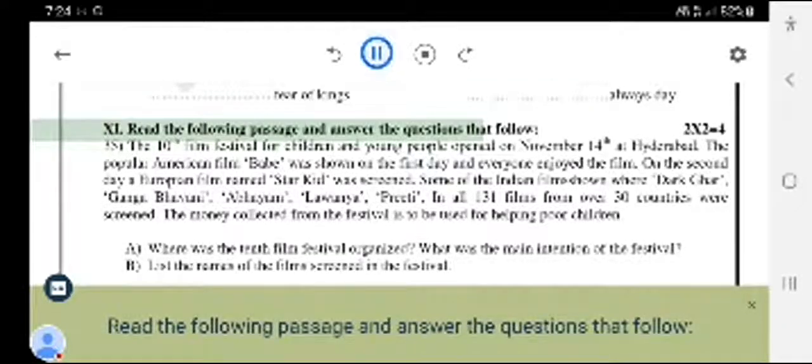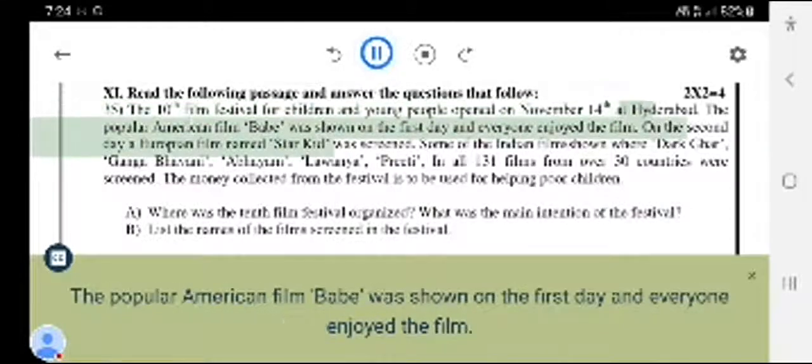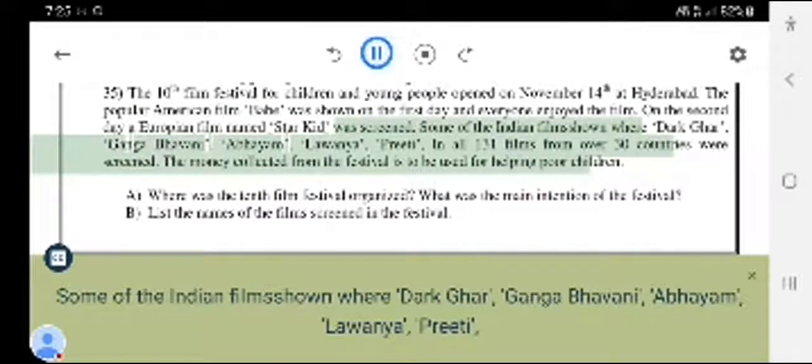11. Read the following passage and answer the questions that follow. 35. The 10th Film Festival for Children and Young People opened on November 14 at Hyderabad. The popular American film, Babe, was shown on the first day and everyone enjoyed the film. On the second day, a European film named Star Kid was screened. Some of the Indian films shown were Dark Gar, Ganga Bhavani, Abhayam, Lavanya, Preeti. In all, 131 films from over 30 countries were screened. The money collected from the festival is to be used for helping poor children.